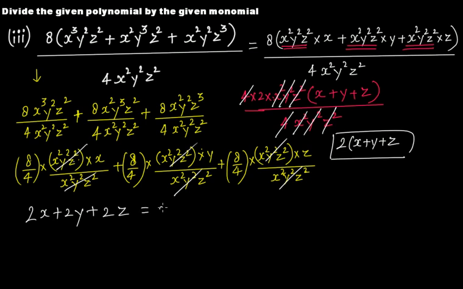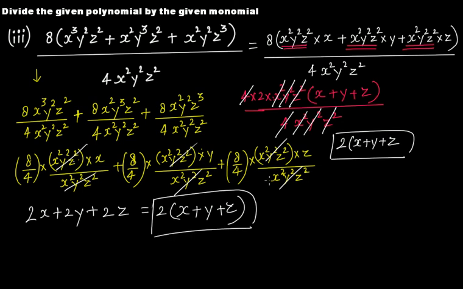If you take 2 common, this is 2 multiplied by x plus y plus z. So this is your answer. These two answers are the same, right?